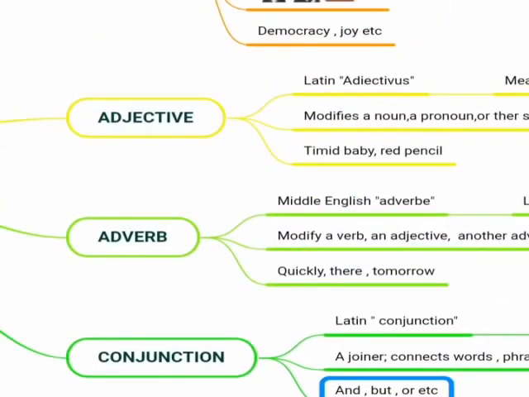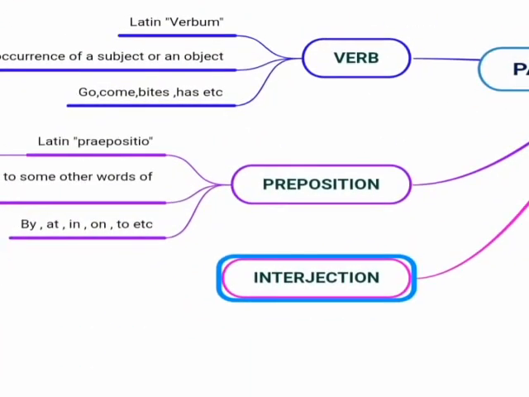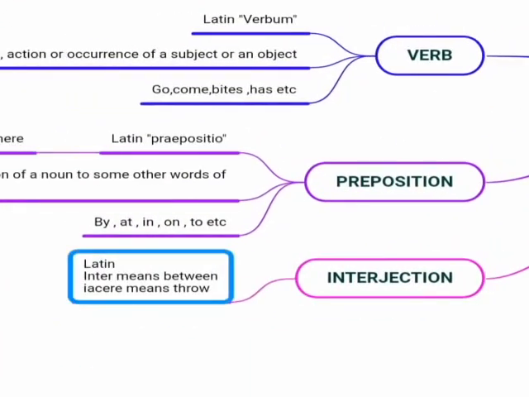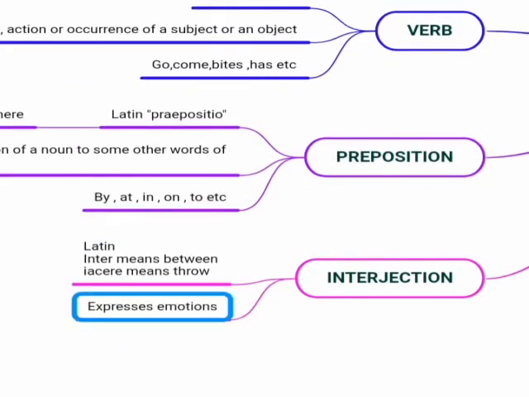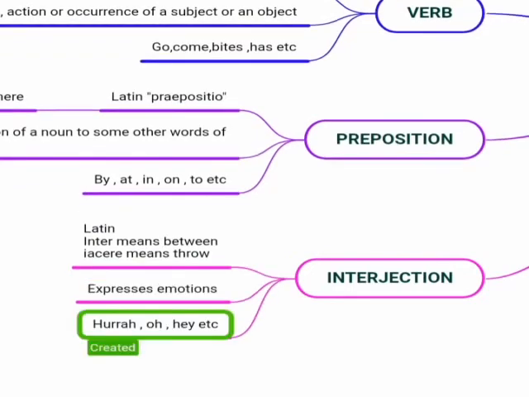And the next is interjection, which comes from the Latin word inter, means between, iquo, meaning through. It is used to express just emotions. For example, hurrah for the joy, oh for the regret, hi for calling someone. And one more thing is that interjection words are followed by an exclamation mark.